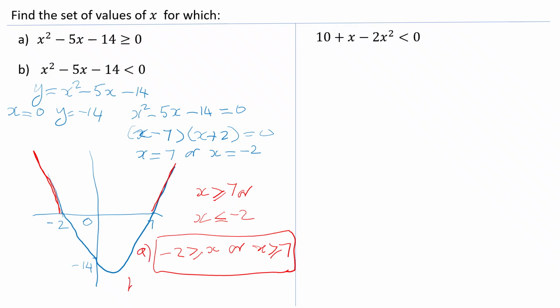B part, the inequality x squared minus 5x minus 14 less than 0. Less than 0 is below the x-axis. So this part, the y value is less than 0. So negative 2 less than x less than 7. This is the inequality for the B part.